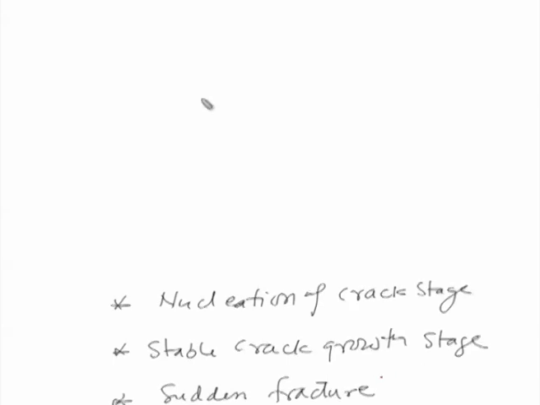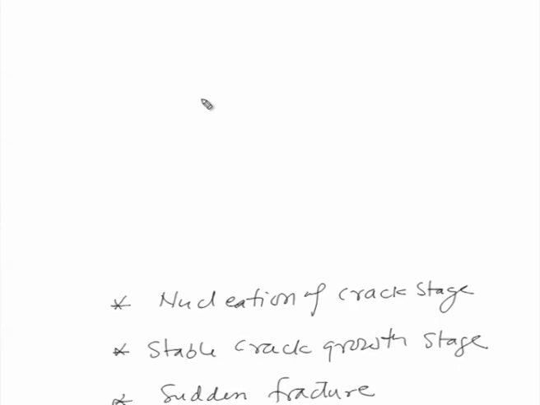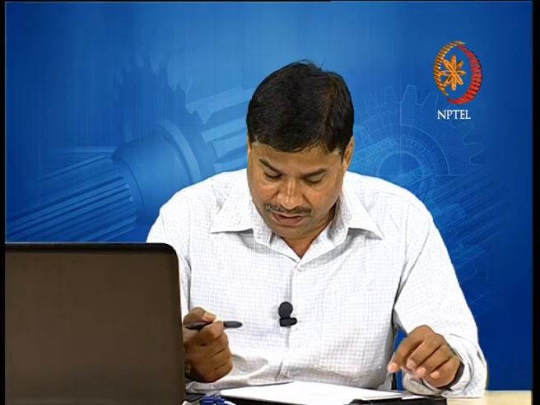Whether the component is very smooth and of uniform cross section, or it has discontinuities and sudden changes in cross section, both components can fail under fatigue loading. But the number of load cycles required for failure to take place can vary significantly. In any case, a component failing by fatigue will pass through these three stages.